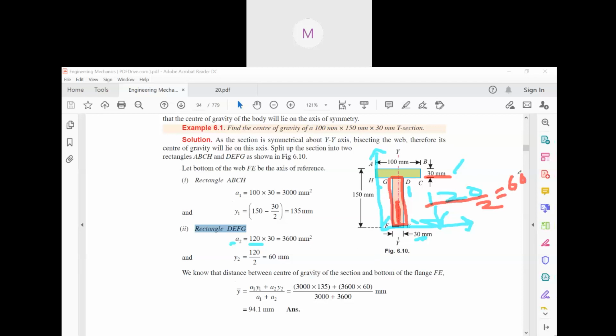60. Is this clear now? Why is y2 60, and y1 135? I think it is clear. Now you have to take out your calculators and just find out y bar. Now the y bar formula is given: A1 into y1 plus A2 into y2, divided by A1 plus A2. So simply calculate this. Clear? Is it clear, everyone?